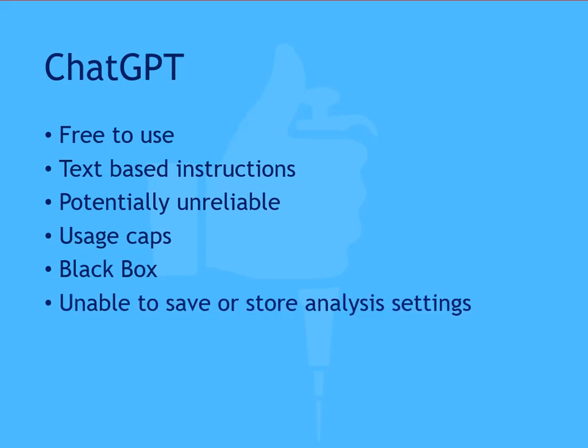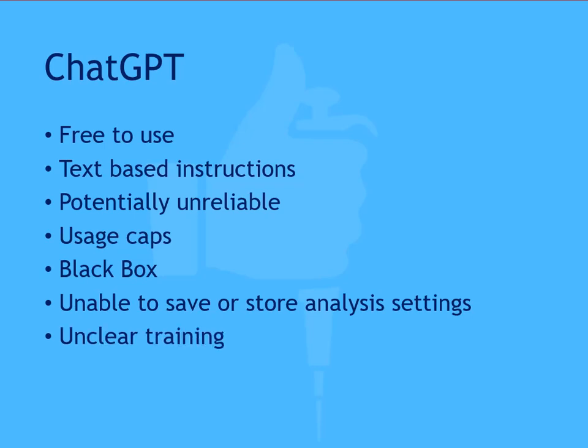It's not currently possible to store or save analysis settings to a protocol within ChatGPT. So if you want to perform the same analysis again in ChatGPT, you will need to provide the same instructions again, and it's likely that the AI model will behave differently the next time you use it, perhaps requiring new ways of providing the instructions or performing different analysis or outputting different results. This makes it difficult to share your method with colleagues and collaborators.